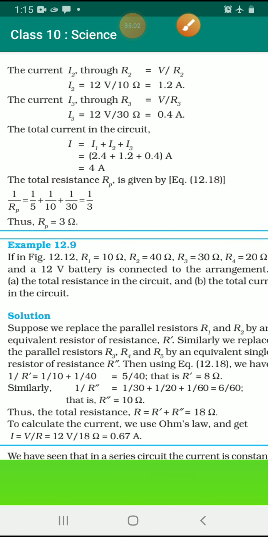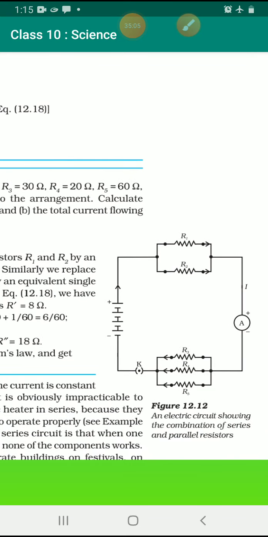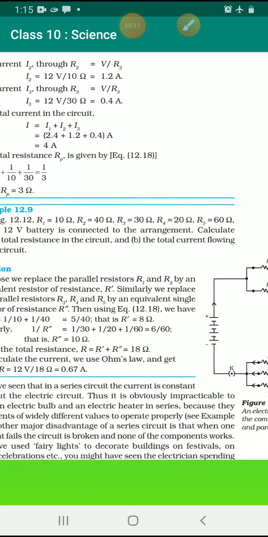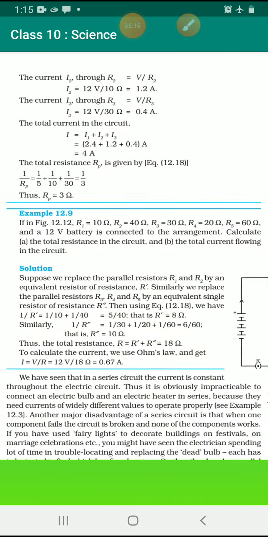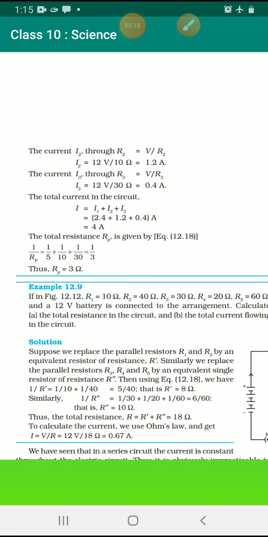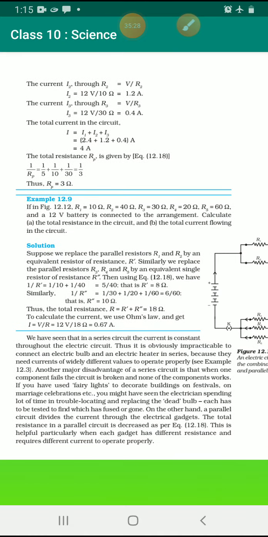The next problem, 12.9, as I told you, just a hint: we need to reduce the resistors and find out the final value. Can you do it at home, otherwise we shall discuss it in the next class. So dear children, kindly write all this in your notes, so that you can understand very neatly when you study your science notes.